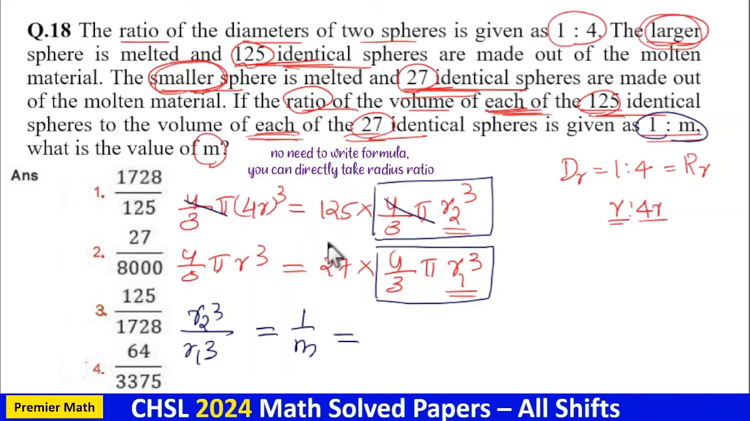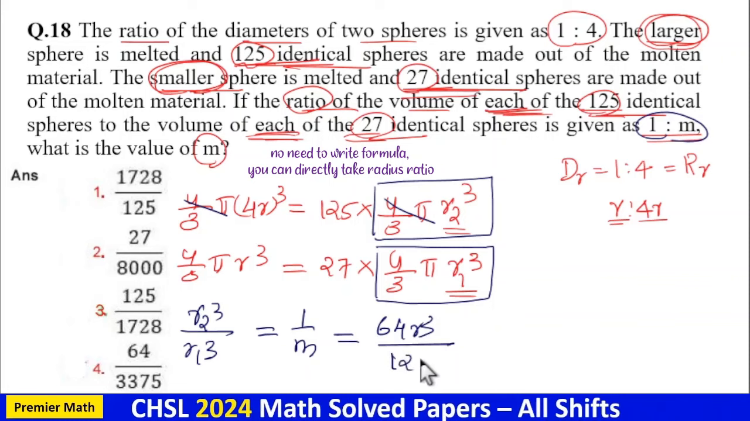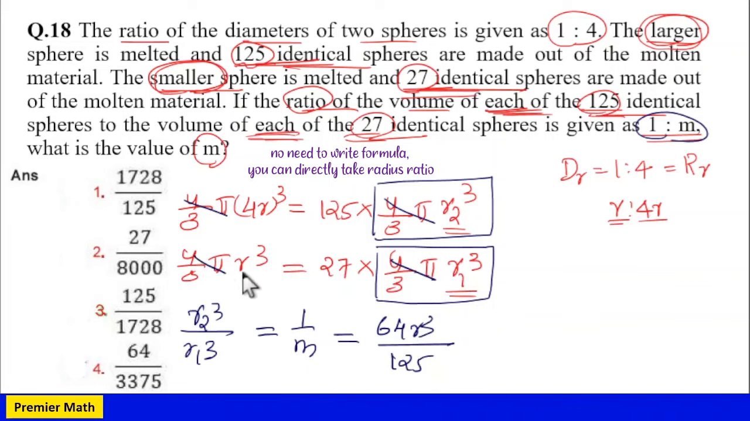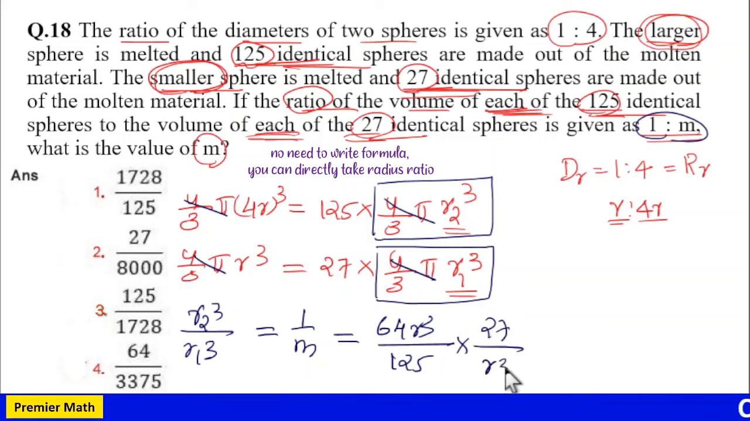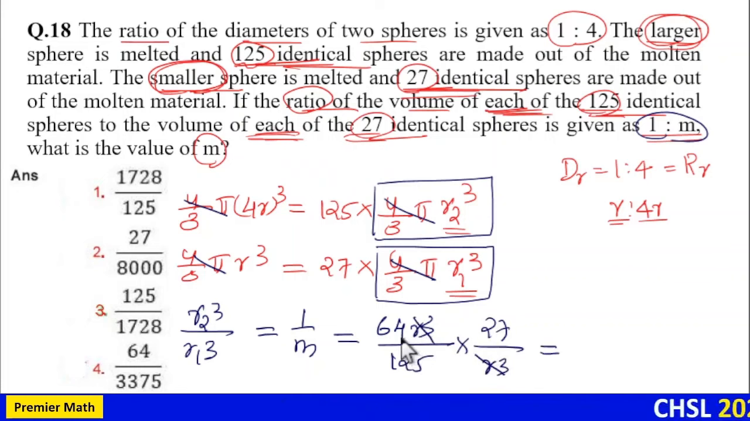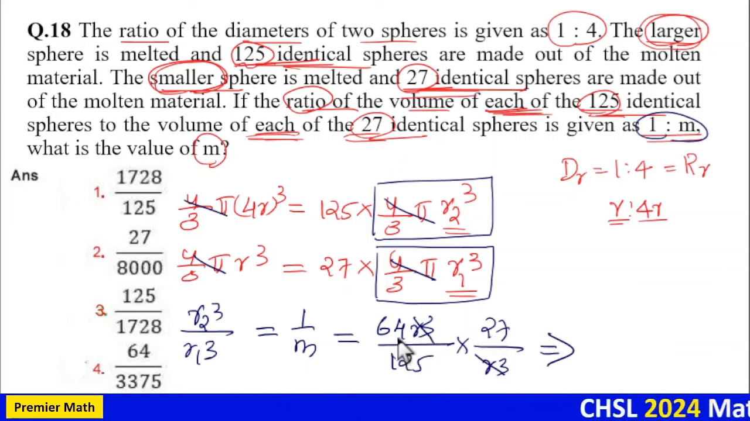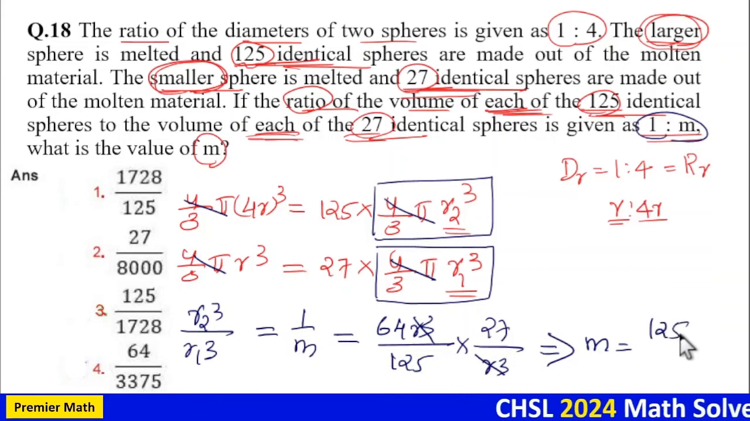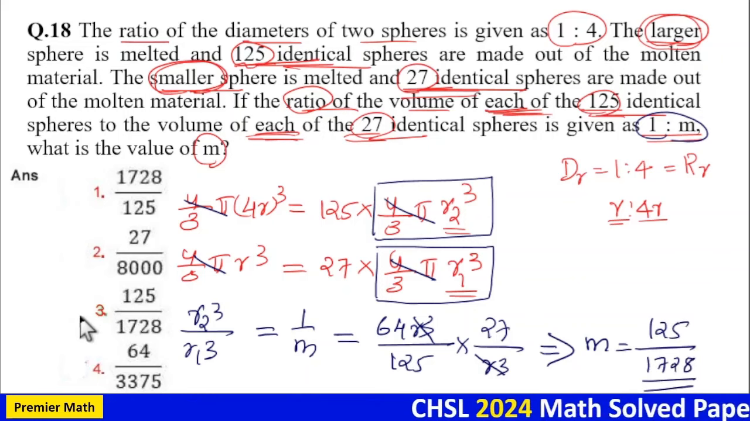So R2 cubed is, with 4/3 pi cancelling, 64 R cubed divided by 125. In the same way, R1 cubed is, with 4/3 pi cancelling, R cubed by 27, so I'll write it as 27 by R cubed. Now you can see R cubed cancels. Our answer is 1728 by 125. If 1 by m is 1728 by 125, then m is equal to 125 by 1728. So option 3 is your answer.